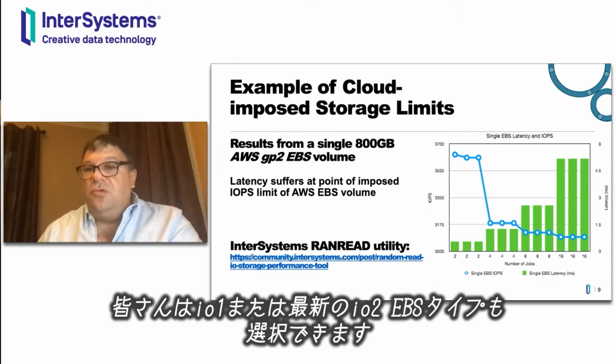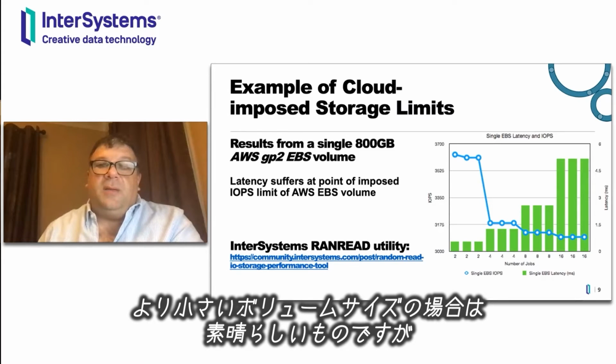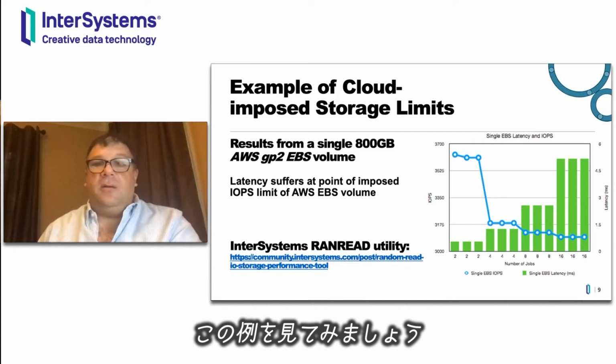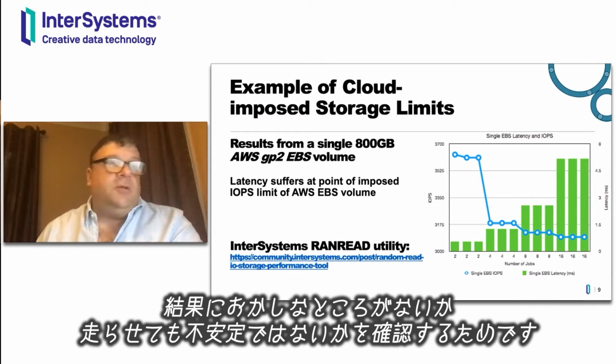You can also choose either an IO1 or the newest IO2 EBS types, which are provisioned IOPS volumes that are great for smaller volume sizes, but that's a little different, and I'll cover that in a few moments. So in this example here, I used RAN-read at numerous job levels and ran the same job level multiple times just to make sure the results don't skew or there's wobble from run to run.